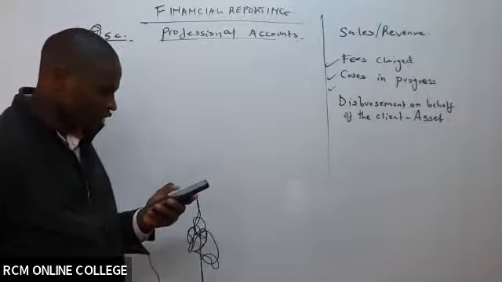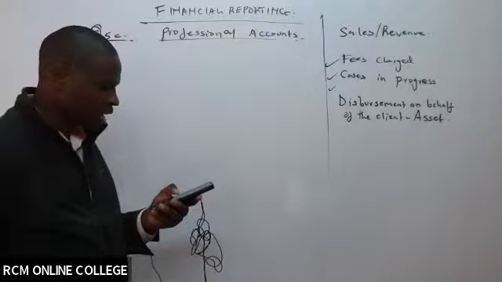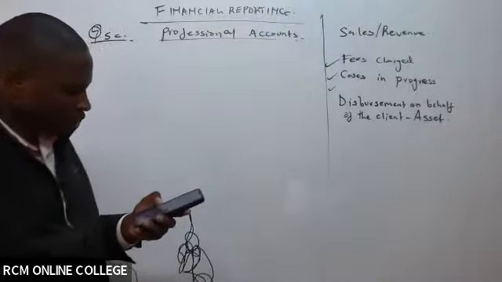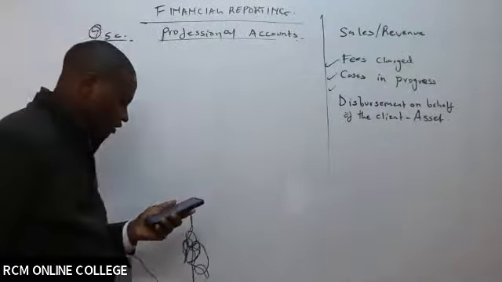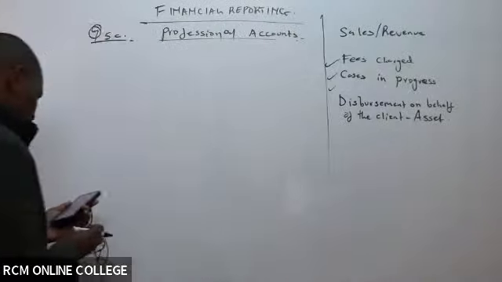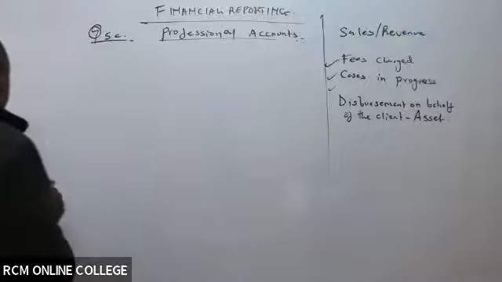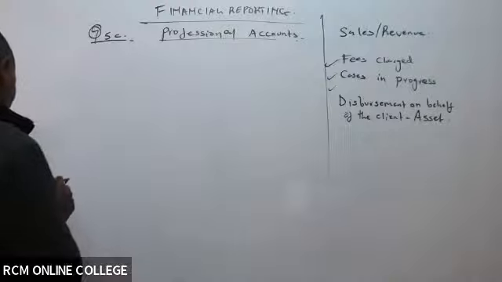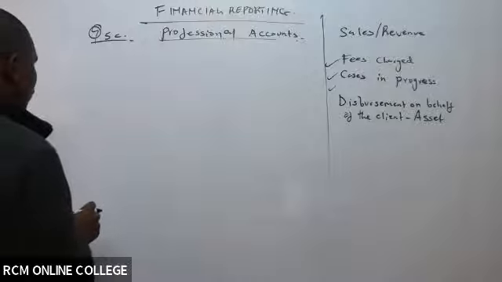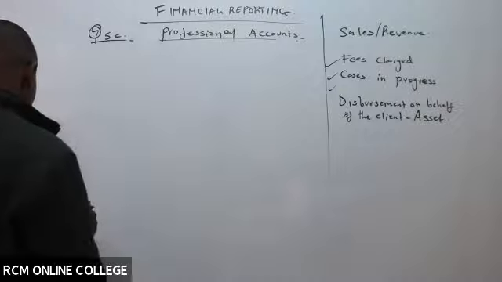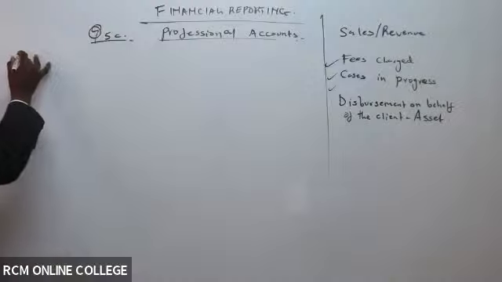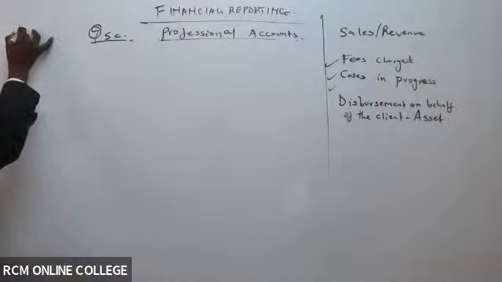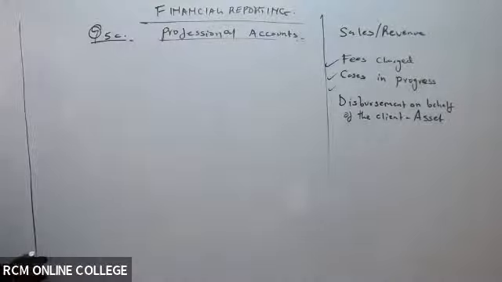Then we have depreciation to be provided at 20% per annum on the book value of the furniture, fittings, and library books. So the depreciation rate is 20% on that item. You're required to come up with a statement of profit or loss for the year ended 31st July 2024, and then a statement of financial position as at 31st July 2024.